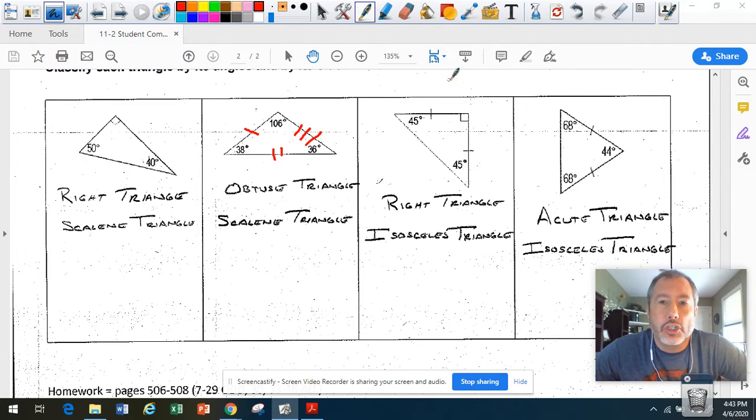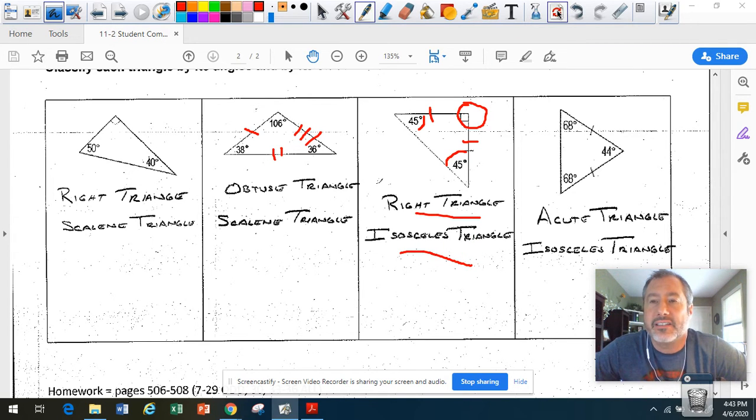Last two. If we look here, guess what we got? We got a right triangle because we have a right angle here. But let's look at the sides. I have a 45 degree angle and a 45 degree angle, which means this side is equal to that side. Since we have two sides that are equal, this is known as an isosceles triangle.